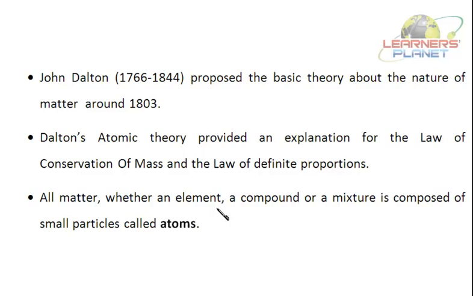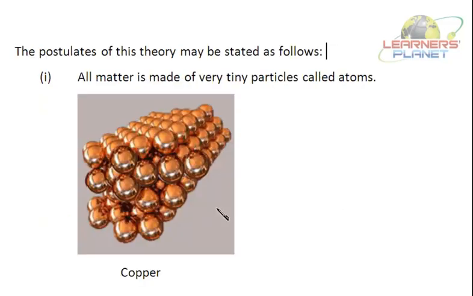Let's discuss the postulates of Dalton's atomic theory. The postulates are: all matter is made up of very tiny particles called atoms. See, this copper is made up of these tiny particles. In the image it looks bigger, but actually it's very, very small. So these small balls are the copper atoms. Right? Now let's proceed.